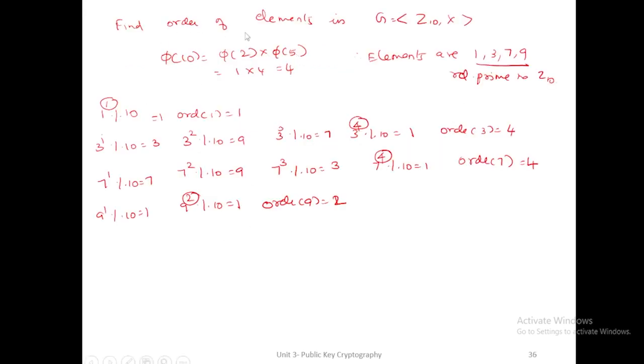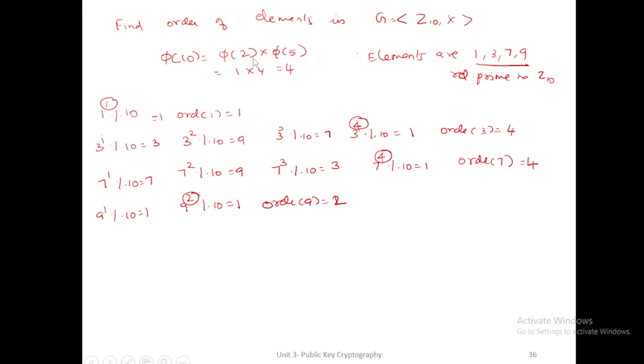So let us take an example. We already know that this group concept is used in symmetric encryption models. A group is denoted with a particular set, and some operation may be performed on the group. Here the group is Z10 and the operation is multiplication. We need to find the order of elements. The order of elements is denoted as phi of n. Here the n value is 10. So 10 is a composite value, then that will be split as phi of 2 into 5.